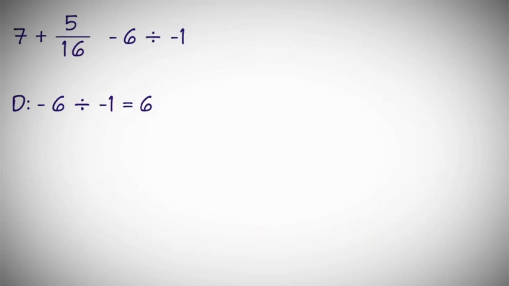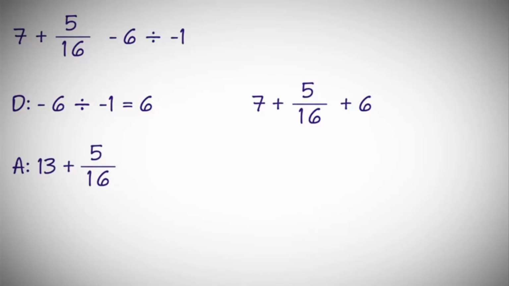Division comes next. -6 divided by -1 is going to give us a value of 6. Remember, when we divide two negative numbers, our negative signs cancel out. Replace that value in our original expression, giving us 7 plus 5 over 16 plus 6. Now, as you can see, the only operation left is addition. Addition is commutative, which means that we can do it in any order we want. In this case, let's add the whole numbers first. 7 plus 6 is equal to 13, and we can express the correct answer as 13 and 5/16.